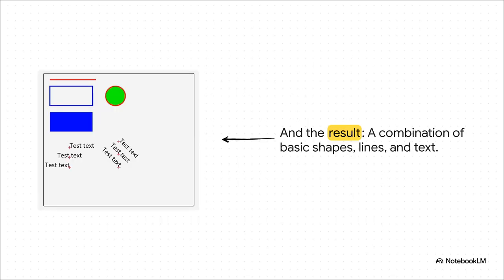And what does that actually look like? Well, check this out. This entire graphic, the rectangles, that filled in circle, the line, all the text, even the rotated text, was made using only those basic commands we just saw. It's pretty amazing what you can pull off with just these simple building blocks, isn't it?